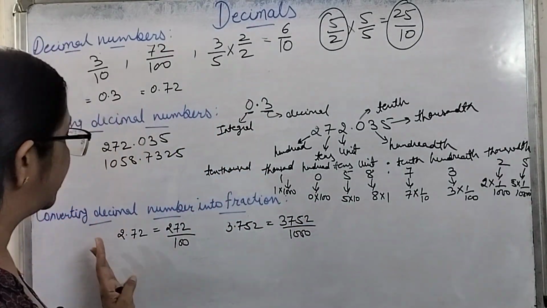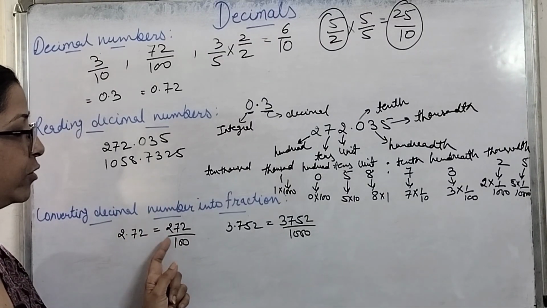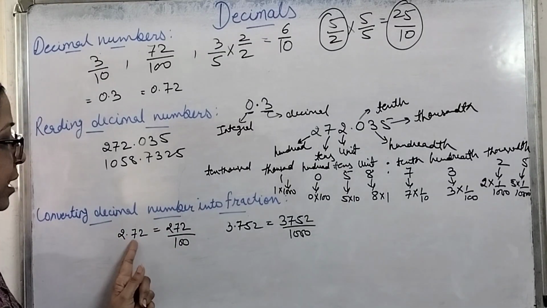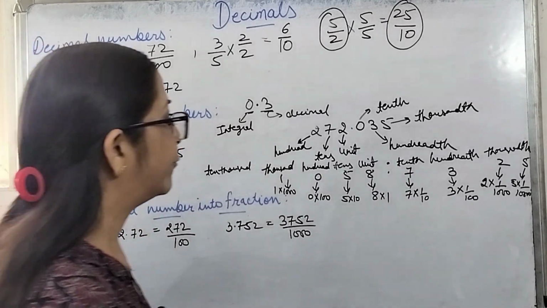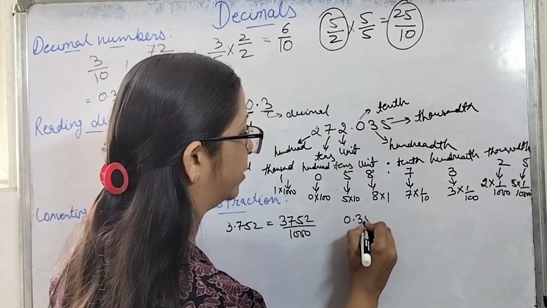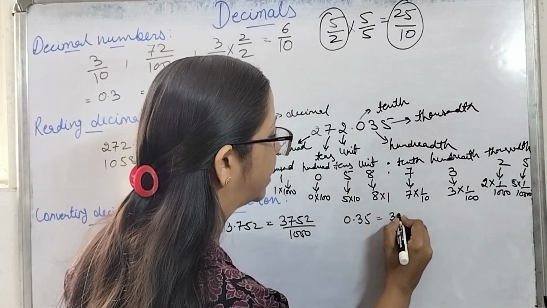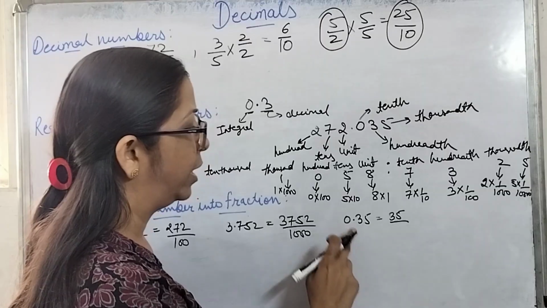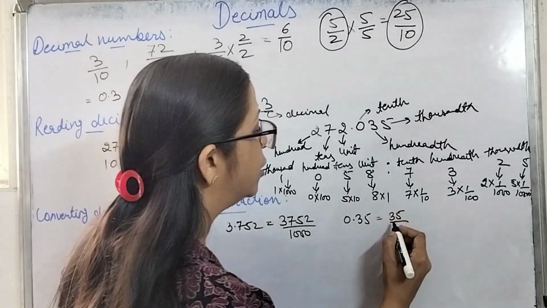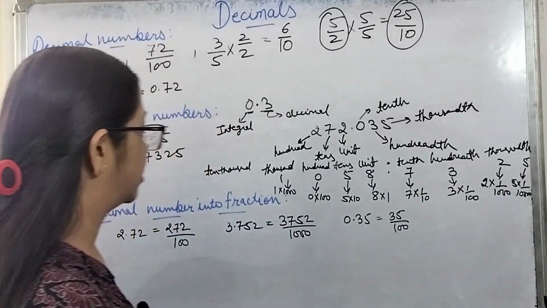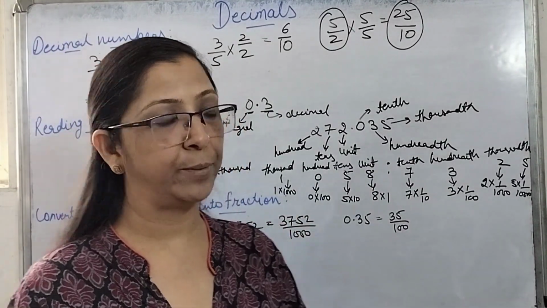But initially we can remove the decimal, and in the denominator we take as many zeros after 1 as there are decimal places in the given number. If your number is, say, 0.35, we remove the decimal. The numerator will be 35. In the denominator, because after the decimal there are 2 digits, after 1 we will take 2 zeros. This is how we can convert a decimal number into a fraction.